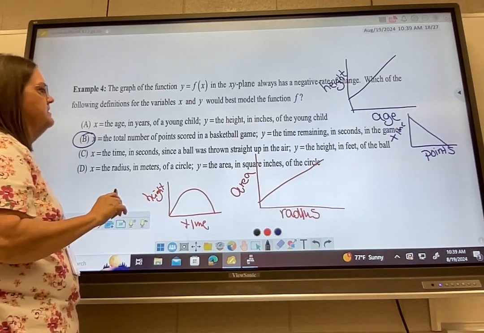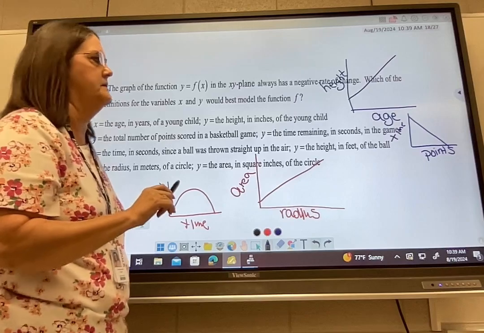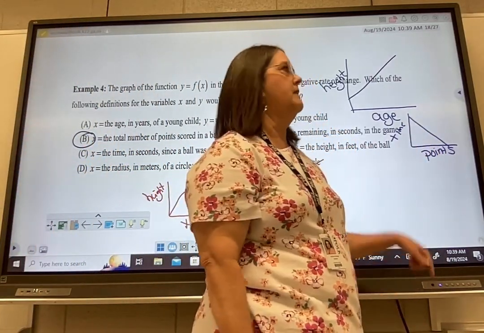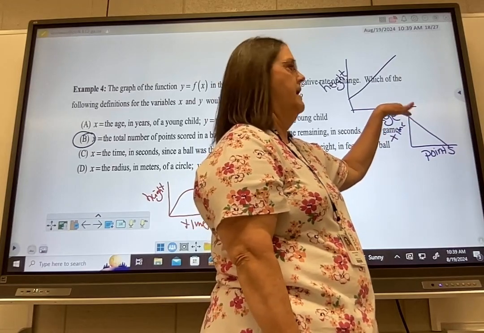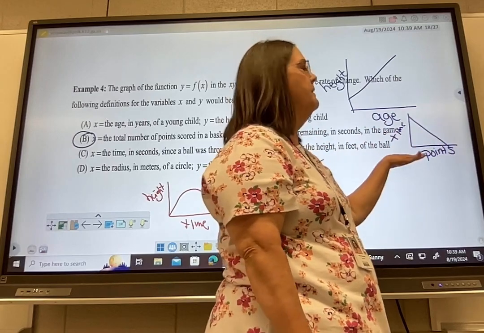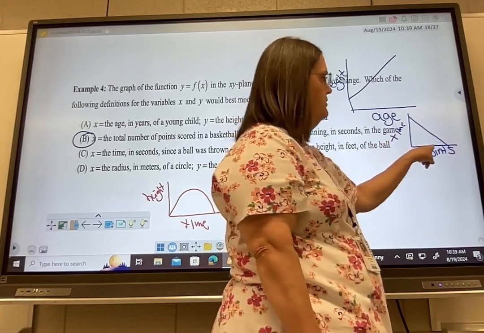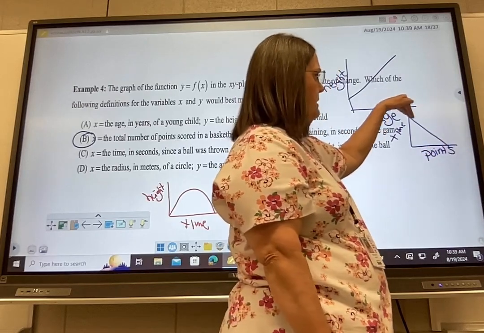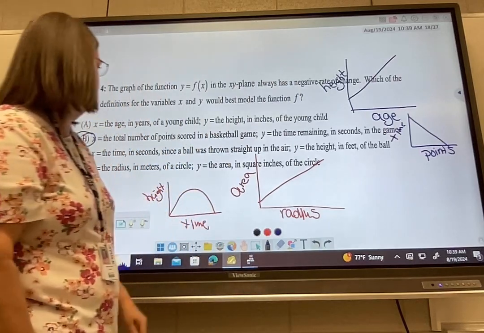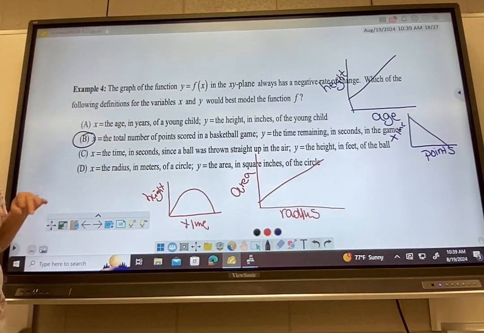Letter B says the total number of points scored in a basketball game versus the time remaining. So here's the points, here's the time. At the beginning of the game, you've got all the time left. As the game progresses, the time goes down, but the points are hopefully going up if you're doing your job. So the points are going higher, but the time is going down. So this one has a negative rate of change, and it's our answer. But just to be sure, we always look at all the choices.